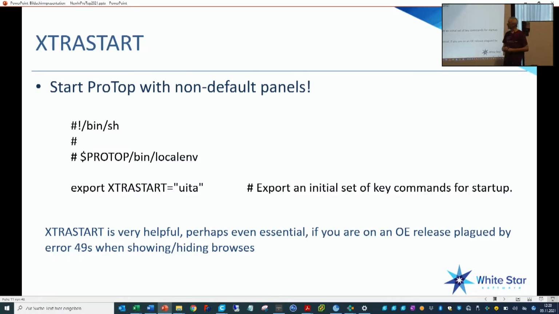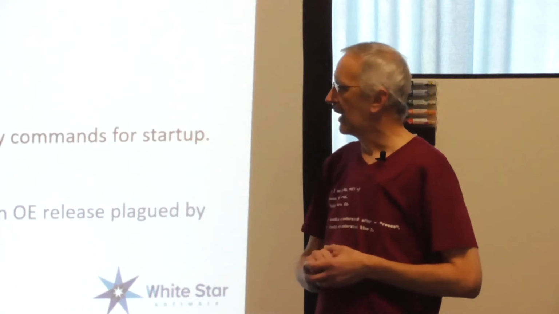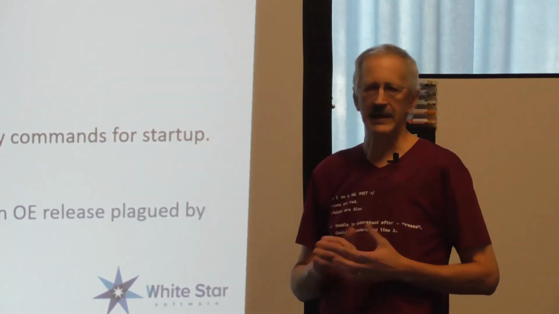So when ProTop starts up, it usually starts up with the dashboard panel and then the table, index, and user information. But not everybody likes that. Some people might want to look at something else. You might want to look at something like the storage area as your default kinds of stuff that you look at. So you can use this feature here to set a different set of panels.